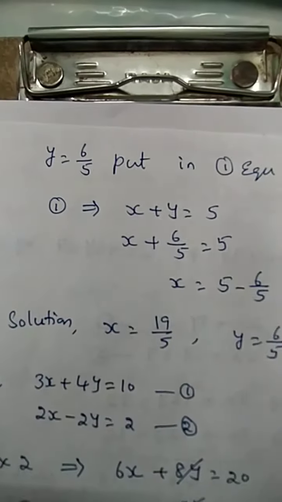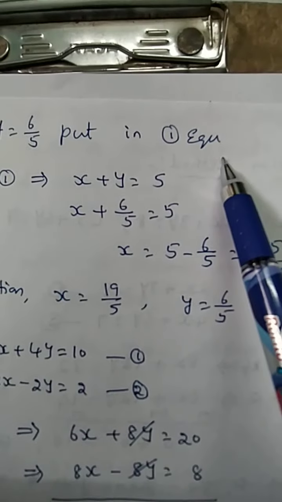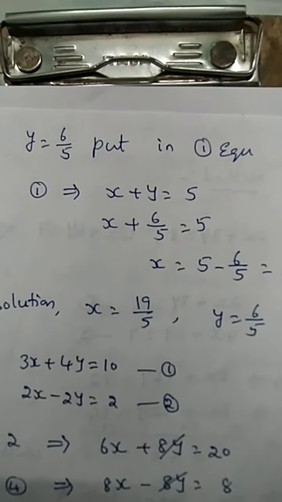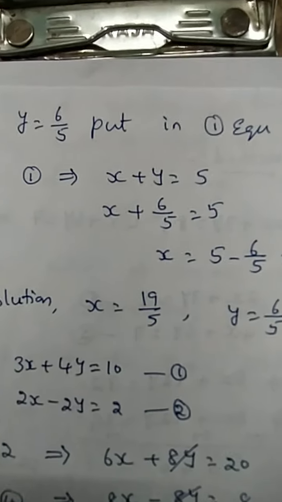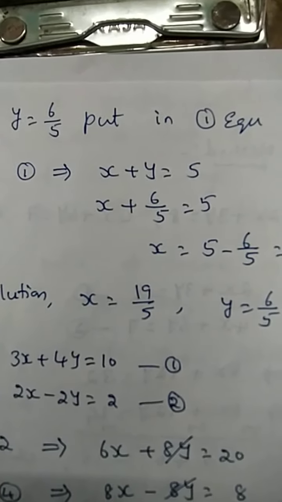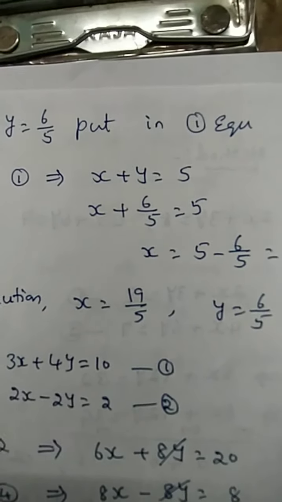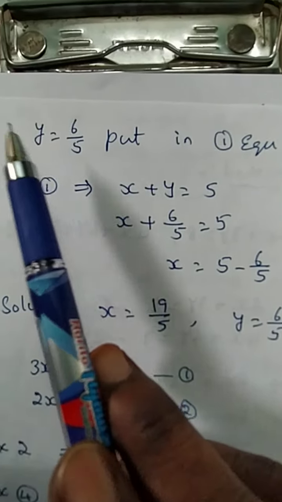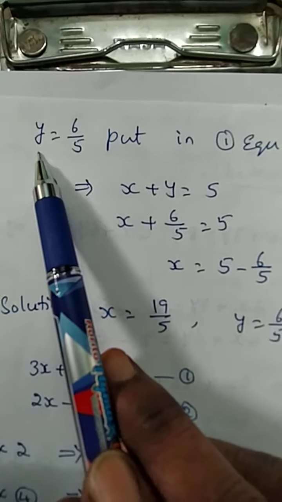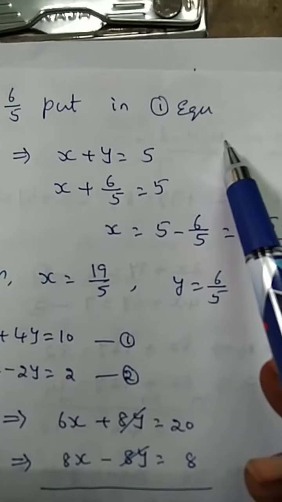Okay, so that y value is to be substituted. So y is equal to 6 by 5, put it in the first equation. By eliminating, we can eliminate one of the variables. That is the method we use here. Eliminating one of the variables from the two equations, we have only one variable remaining. What is the remaining variable? Y. X is eliminated here. Then automatically the remaining variable is y. That y is equal to 6 by 5, put in the first equation.